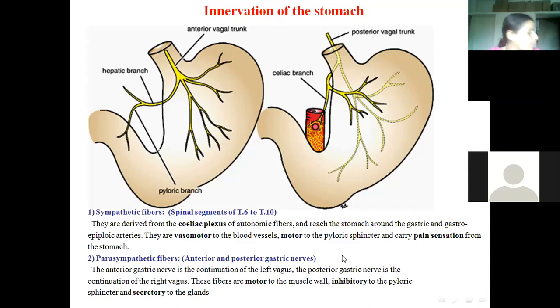You call that procedure vagotomy. When we don't want excessive gastric secretions, when we want to stop the HCl secretion, we generally cut the vagus nerve. That is vagotomy.